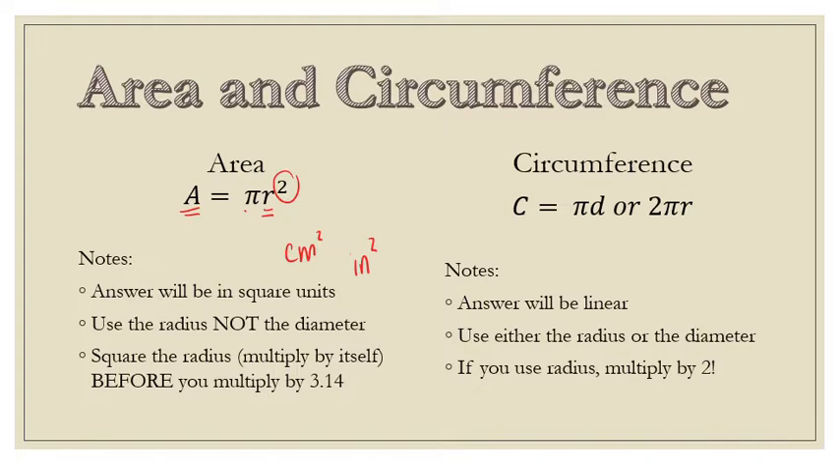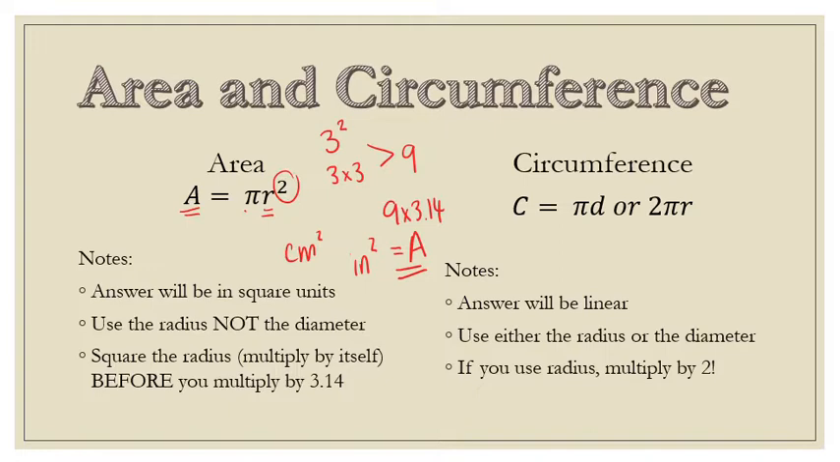It's important to do the squaring prior to the multiplying by pi. So if I said my radius was 3, first I would square 3, which is the same as 3 times 3 equals 9, never equals 6. And then after you get that, then you multiply 9 times 3.14 to get your area.